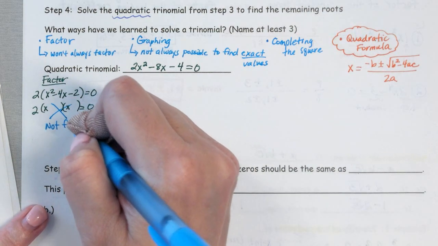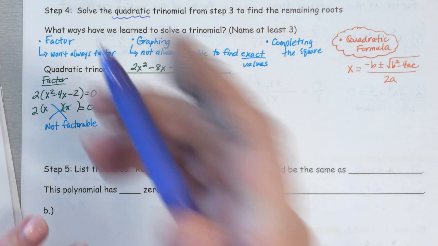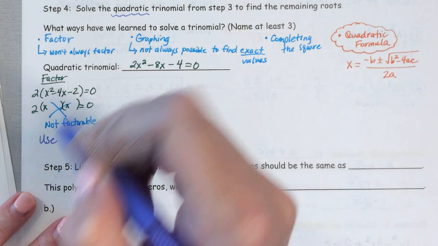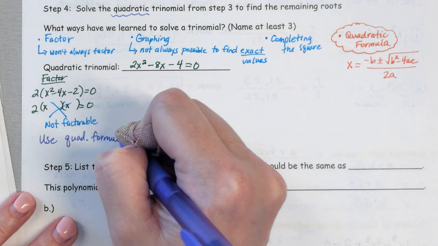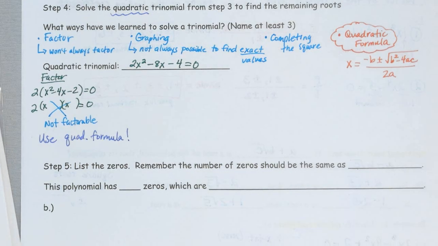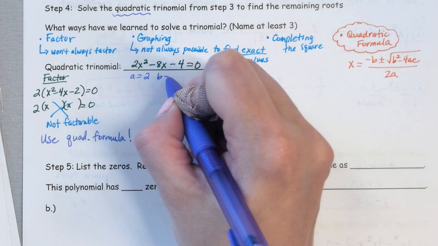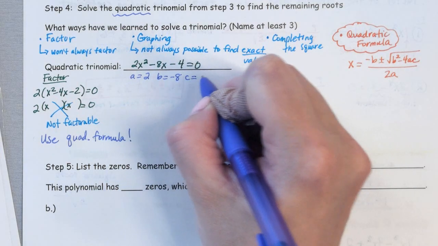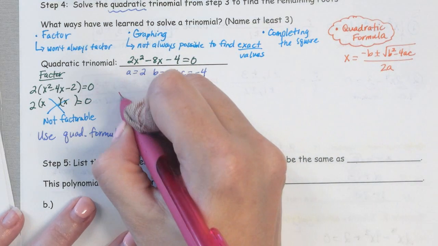But that's where the quadratic formula comes in. That's why we do use the quadratic formula. It's always going to work, so you don't have to try to factor it. So you can use your A value is 2, your B value is negative 8, your C value is negative 4. And then we're going to plug it in and see if we remember how to simplify.